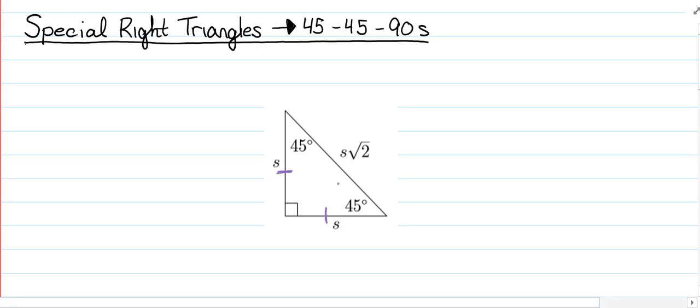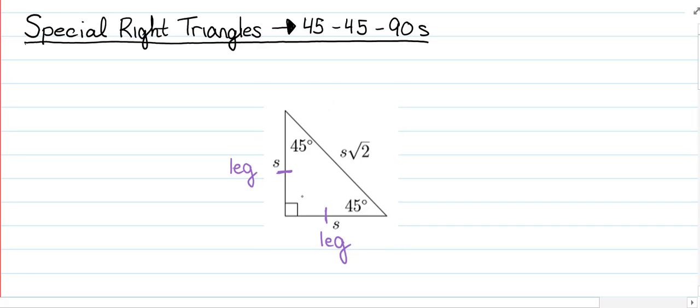So the two legs, the two sides that make up that right angle, are going to be congruent to each other. And that is just our base side. Just like in a 30, 60, 90, we have the short leg being the base side. S and S, both legs are our foundation.